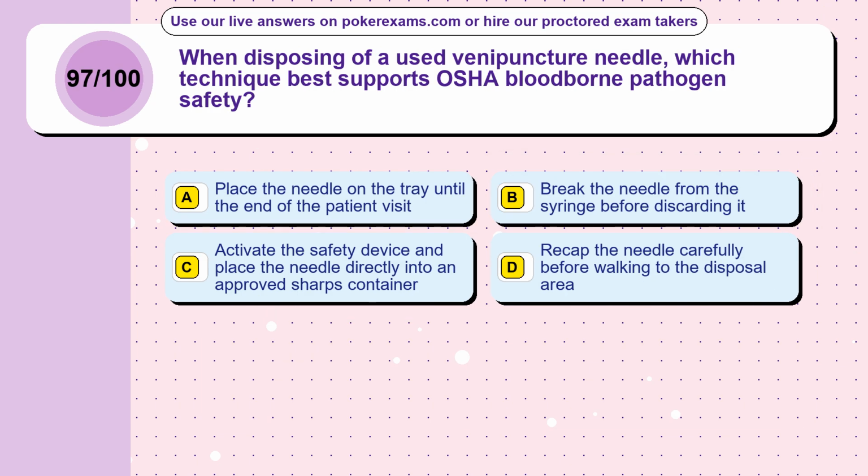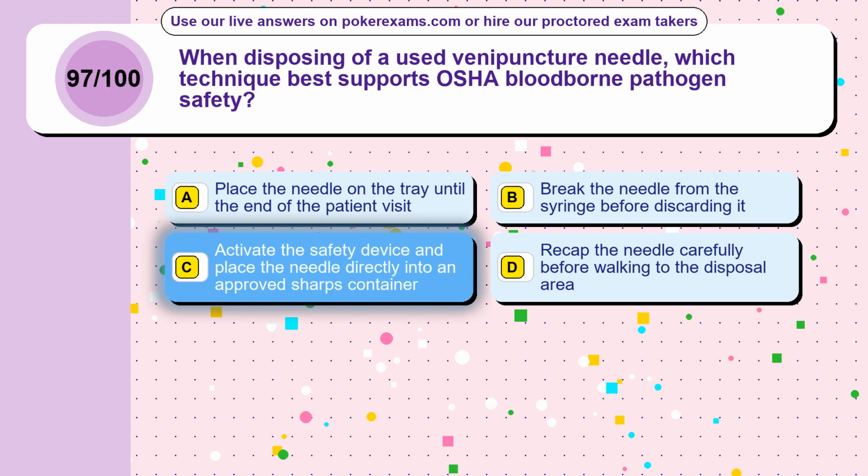Question 97. When disposing of a used venipuncture needle, which technique best supports OSHA bloodborne pathogen safety? Option A, place the needle on the tray until the end of the patient visit. Option B, break the needle from the syringe before discarding it. Option C, activate the safety device and place the needle directly into an approved sharps container. Option D, recap the needle carefully before walking to the disposal area.